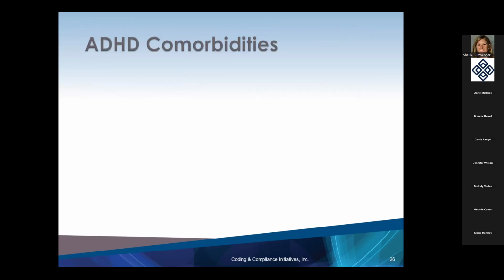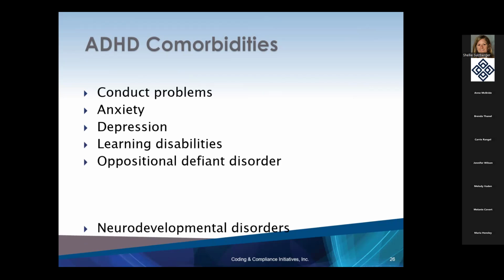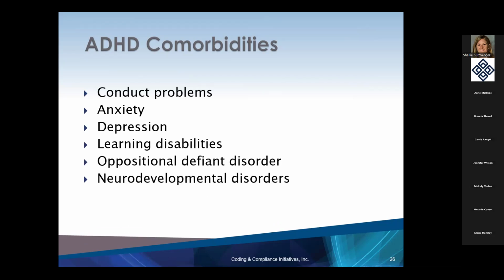We want to start thinking from our provider perspective, from a documentation and coding perspective, about some of those comorbidities. Conduct problems, anxiety, depression, learning disabilities, ODD, neurodevelopmental disorders. So any of those underlying comorbidities that impact decision making or risk, we want to make sure those are connected.